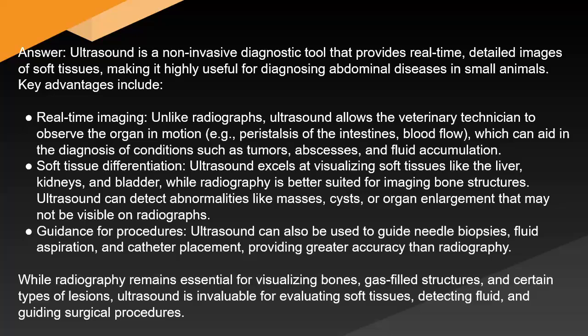Unlike radiographs, ultrasound allows the veterinary technician to observe the organ in motion, e.g. peristalsis of the intestines, blood flow, which can aid in the diagnosis of conditions such as tumors, abscesses, and fluid accumulation. Soft tissue differentiation. Ultrasound excels at visualizing soft tissues like the liver, kidneys, and bladder, while radiography is better suited for imaging bone structures. Ultrasound can detect abnormalities like masses, cysts, or organ enlargement that may not be visible on radiographs.